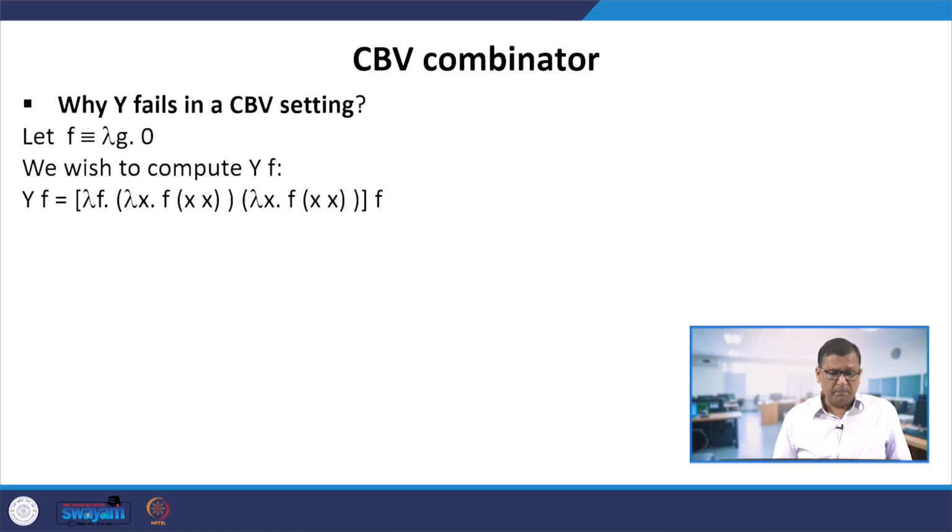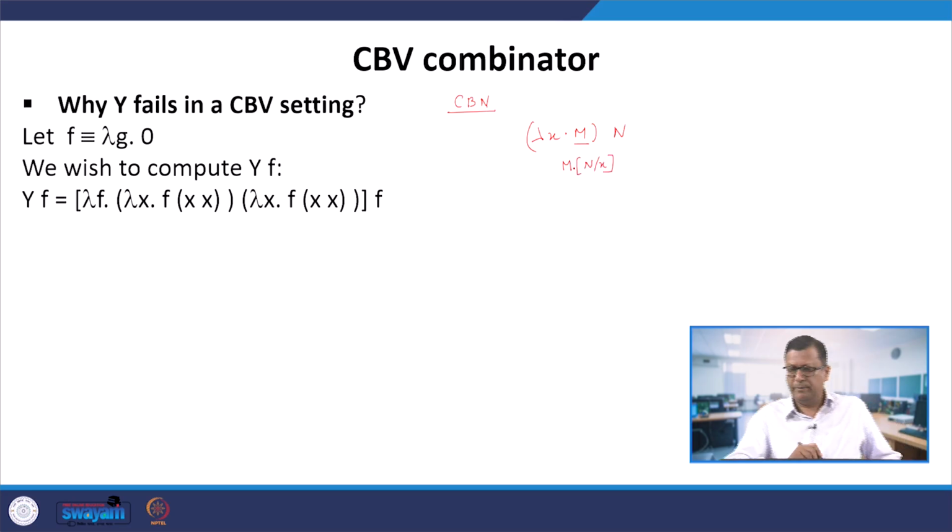Now, we have seen the Y combinator, and the idea was that the Y combinator is designed to work in a call by name setting. Call by name setting means that if I have a term like lambda x dot m applied to n, then all free occurrences of x in m are replaced with n.